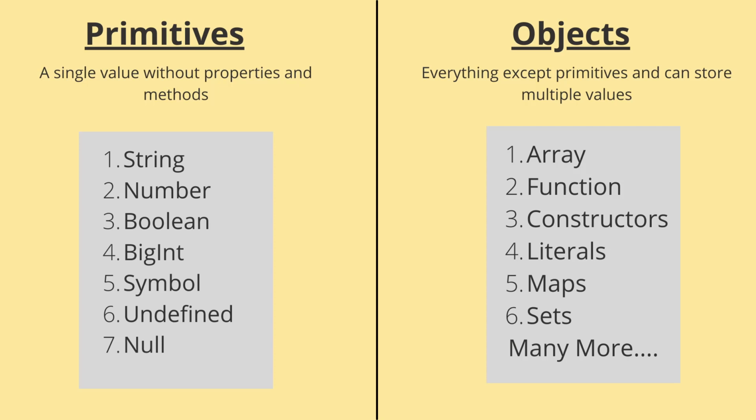Objects, on the other hand, are the data that has properties and methods, and mainly they can store multiple values in them. So everything except primitives are objects. Some of the examples are arrays, functions, object literals, maps, hash tables, and many more. With all this information, let's now point out the key differences between them with some examples.